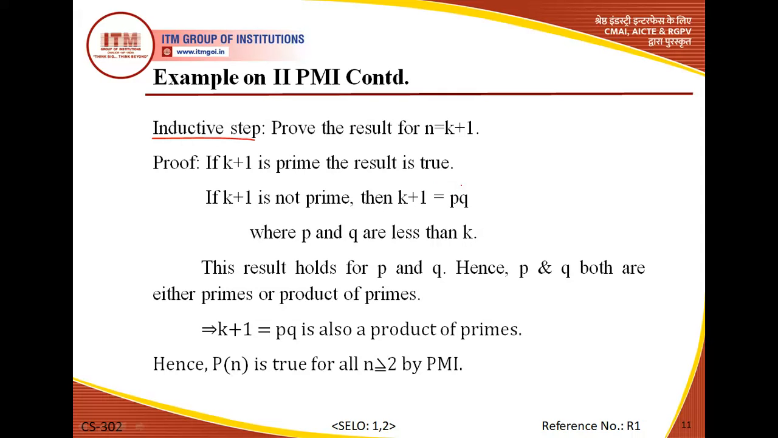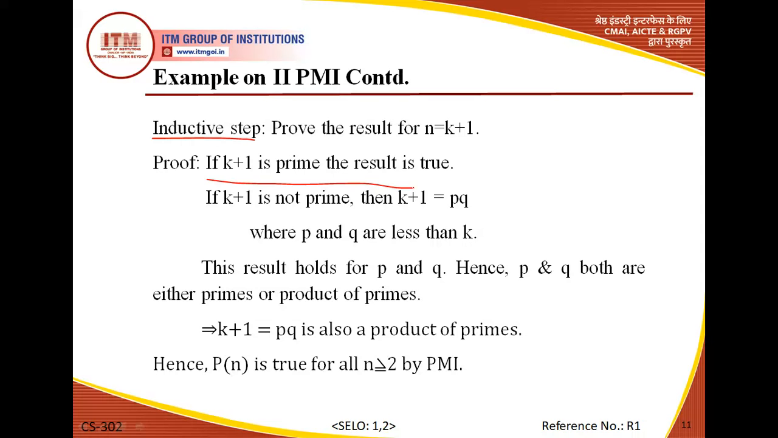We can have two cases for k plus 1. Now this number k plus 1 can be a prime or a composite number. So if the case is that the number k plus 1 that we have chosen is a prime number, the result is already true, because the result is that either it should be a prime number or it should be a product of primes. It's already a prime number, leave that.